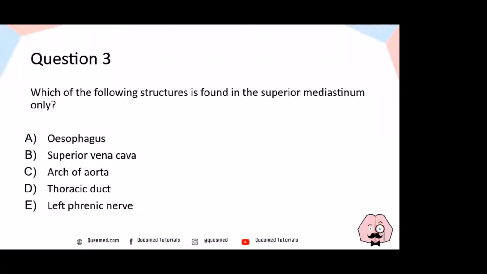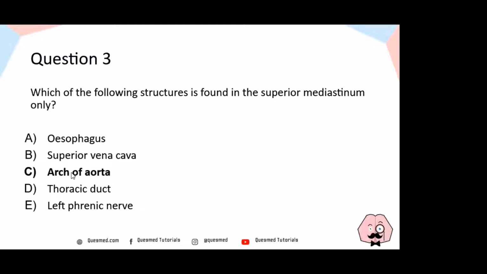So we've got 47% of people have gone with option C, arch of the aorta, and then 25% have gone with superior vena cava, and 14% have gone with esophagus. So the key here is which of these is only in the superior mediastinum, and the answer is arch of the aorta.